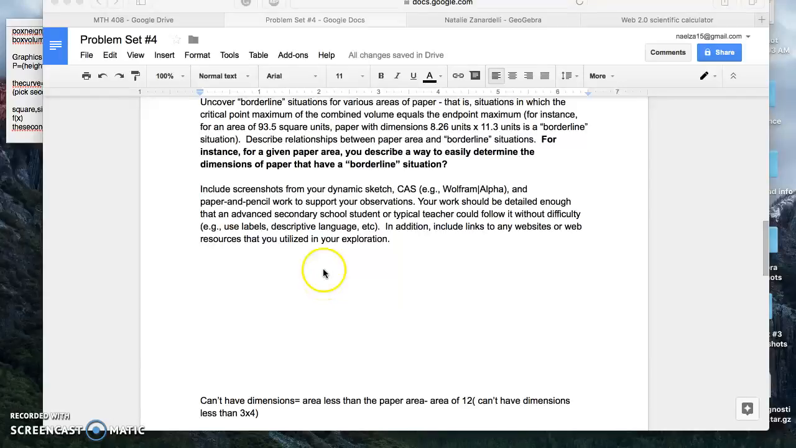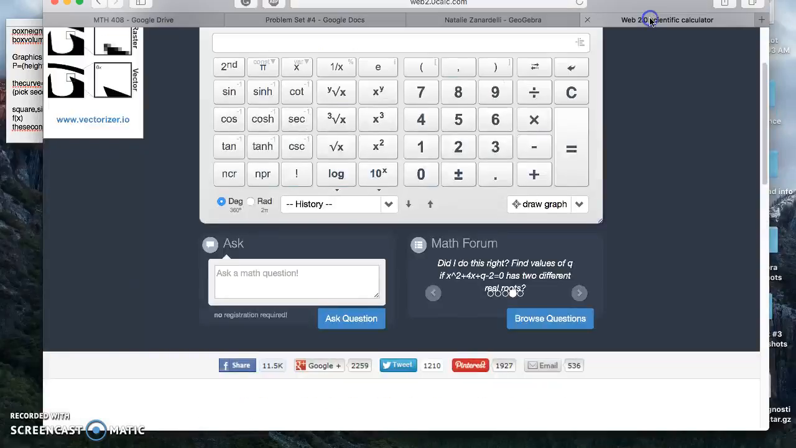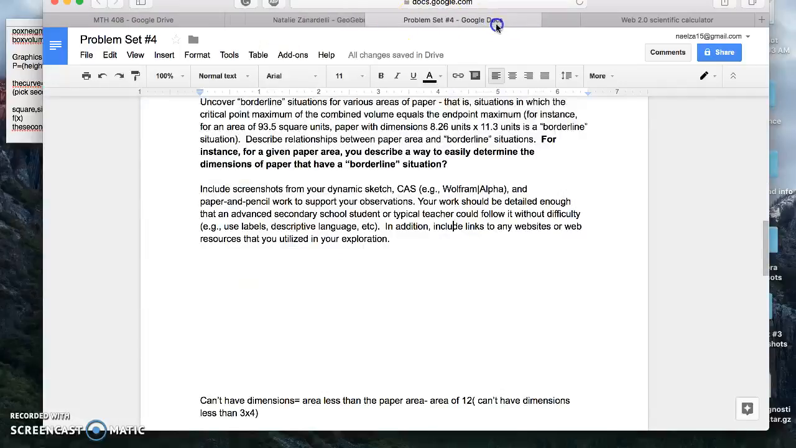Okay, so first, to see that this is a borderline situation, I'm going to multiply this 8.26 times 11.3 to show you the area in square units. So 8.26 times 11.3 equals 93.338, which for the area that I was given is 93.5 square units. So this describes a borderline situation.